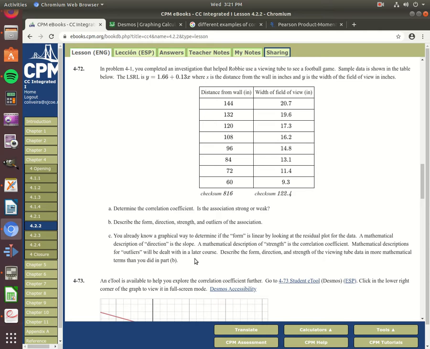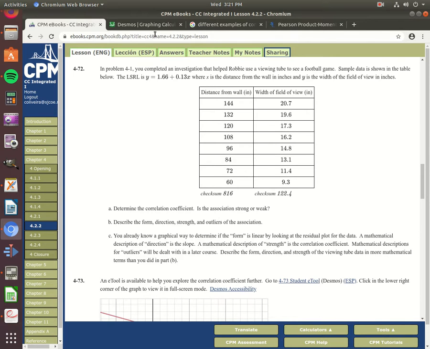So yeah, it's kind of weird. This book doesn't really talk about outliers, which are kind of interesting. There's a bunch of different ways to determine outliers, but we'll leave all that for your other teachers. So describe the form, direction, and strength of the viewing tube data in more mathematical terms. So again, the form is linear by looking at the residual plot.